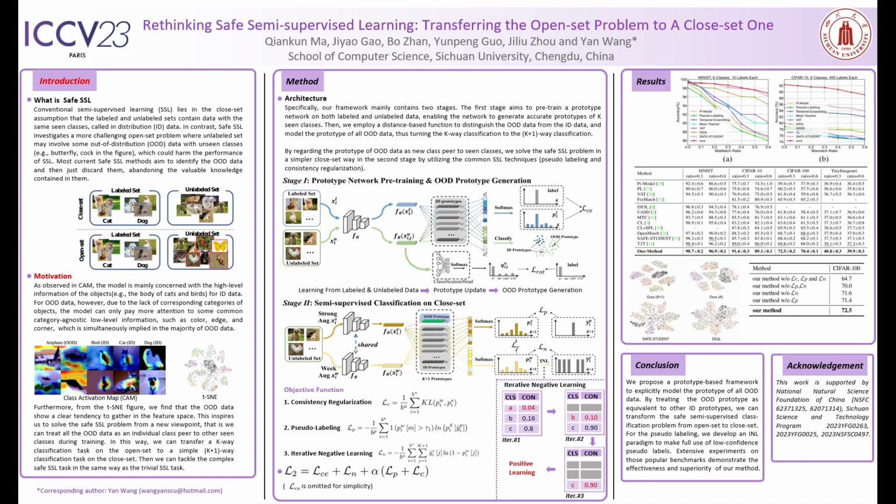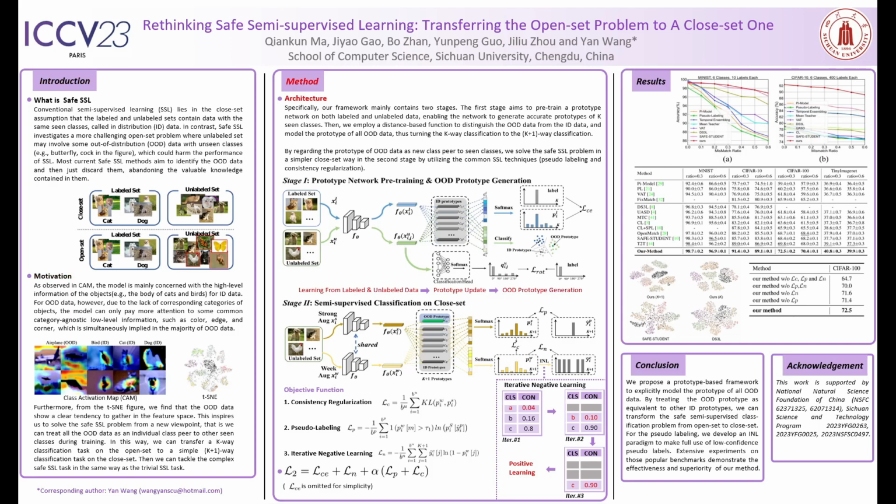Furthermore, in the t-SNE experiment, we found that the OOD data show a clear tendency to gather in the feature space. This inspires us to solve the safe SSL problem from a new viewpoint. That is, we can treat all the OOD data as an individual class paired to other seen classes during training. In this way, we can transfer a k-way classification task on the open set to a simple k+1-way classification task on the closed set. Then we can tackle the complex safe SSL task in the same way as a trivial SSL task.